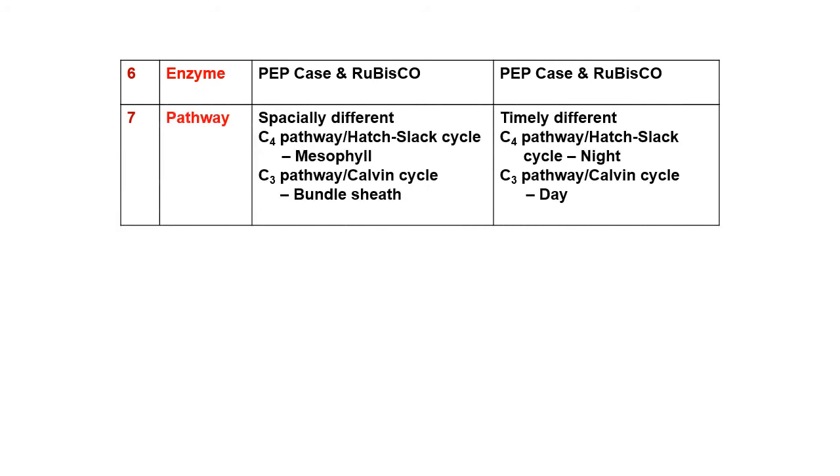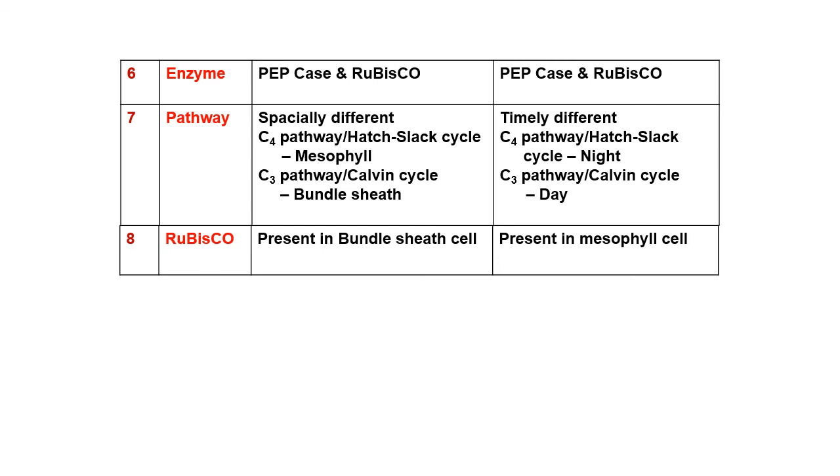In C4 plants, there is spatial differentiation. That is, the C4 cycle occurs in mesophyll cells and the C3 cycle occurs in bundle sheath cells. While in CAM plants, there is a time difference. That is, the C4 cycle occurs during night time and the C3 cycle occurs during daytime. In C4 plants, the rubisco enzyme is present in bundle sheath cells, where the Calvin cycle occurs. In CAM plants, the rubisco enzyme is present in mesophyll cells, since the Calvin cycle occurs in mesophyll cells.